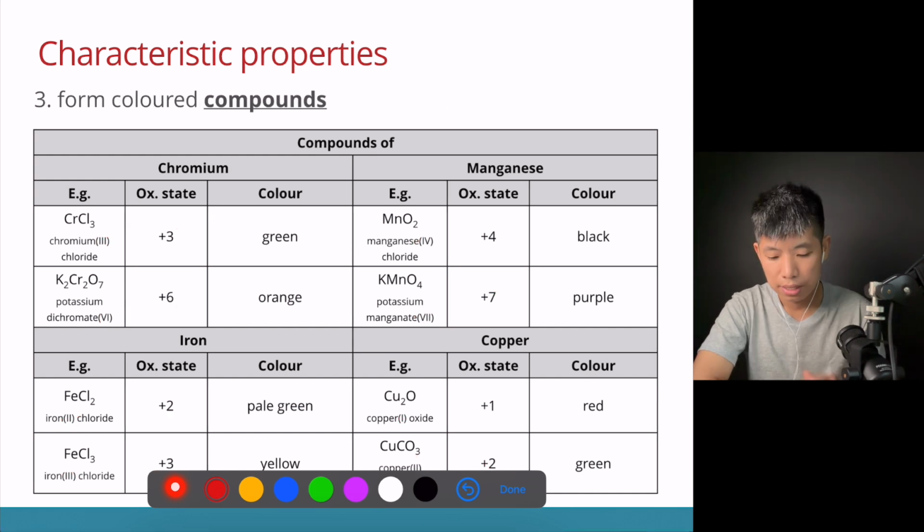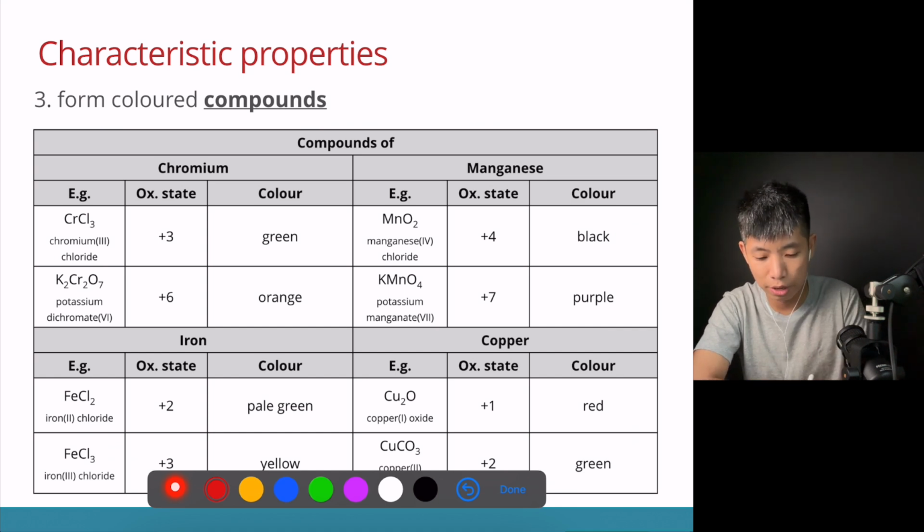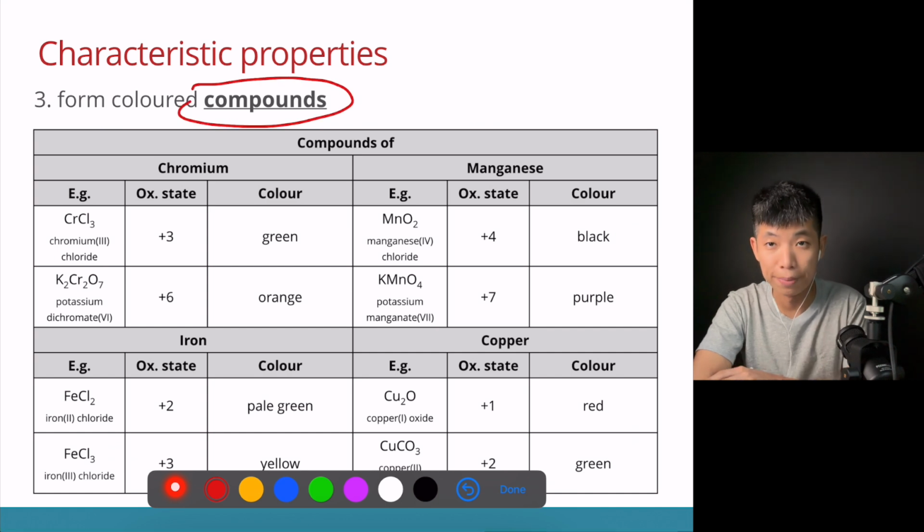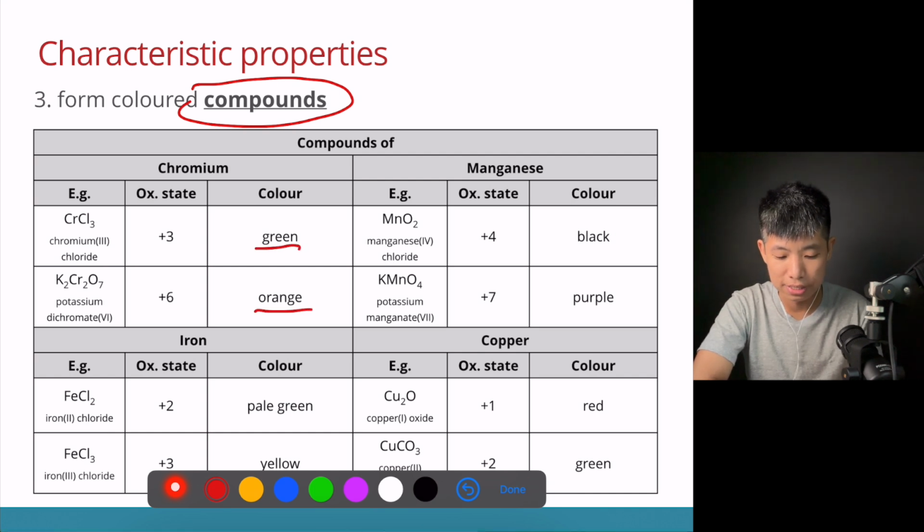Another characteristic property of your transition elements is that they form compounds that are colored. I want to emphasize this word. The compounds are colored, not the metals. So chromium 3 chloride is a compound, green. Potassium dichromate 6, orange. So we have different colors for different compounds, and it kind of corresponds to the different oxidation states as well.